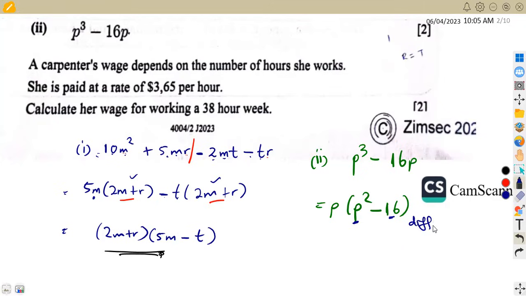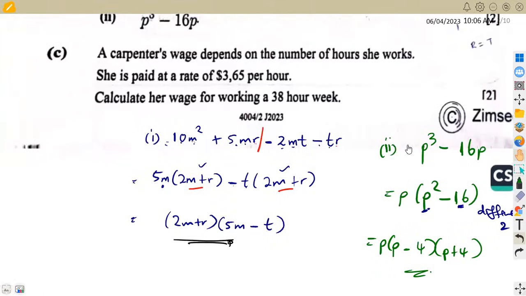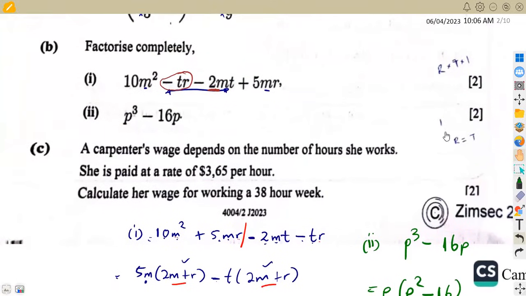So that means we have got the difference of 2 squares in this case. If we are dealing with the difference of 2 squares, that means we need the square roots of these two terms. Our answer is going to be p into 2 brackets: the square root of p squared, which is p, and the square root of 16, which is 4. One is going to subtract, another one is going to add. So we're going to have p into p minus 4 into p plus 4, of which you can start with a positive. There is no effect. All right, so that was our question B item 2, having 2 marks for that.